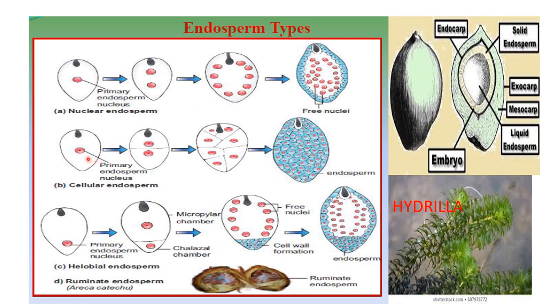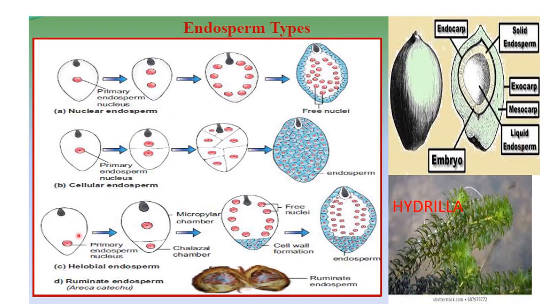If the primary endosperm divides and after two divisions a cell wall is formed, as we are seeing here, each nucleus is divided by a cell wall. This will be called a cellular endosperm. For this we are seeing an example of the coconut. Coconut has both liquid endosperm and solid endosperm. Solid endosperm is formed from cellular endosperm, as an example of cellular endosperm. Liquid endosperm is an example of nuclear endosperm.